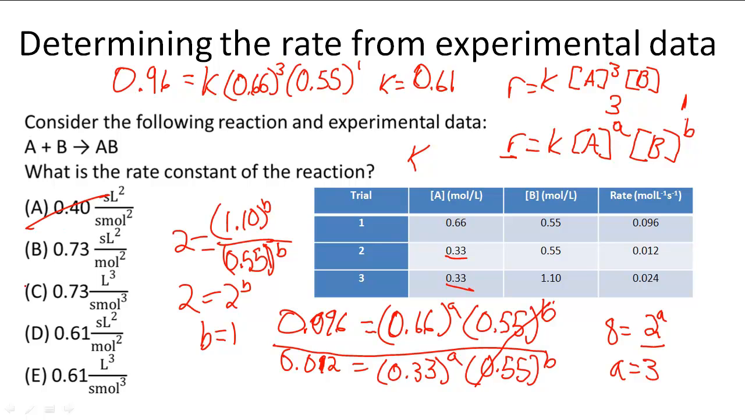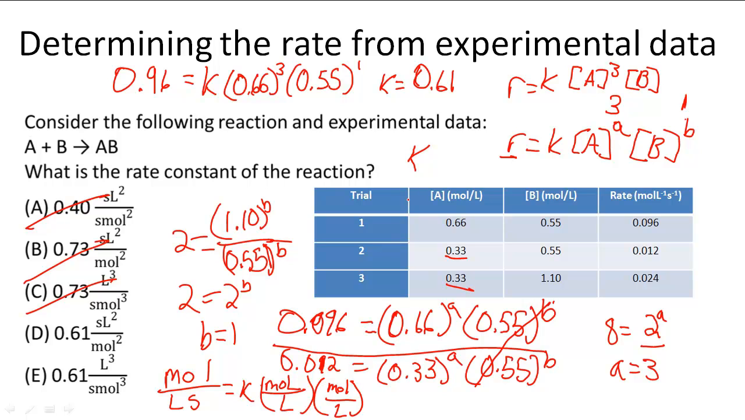So A is wrong, B is wrong, C is wrong. But notice now we have ones with different units for D and E. So what we have to figure out is which one has the right units. Remember that the rate is moles per liter times seconds, which equals K times moles per liter times moles per liter.